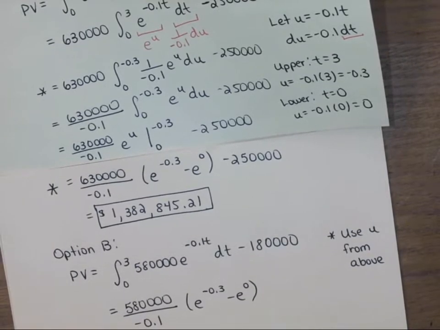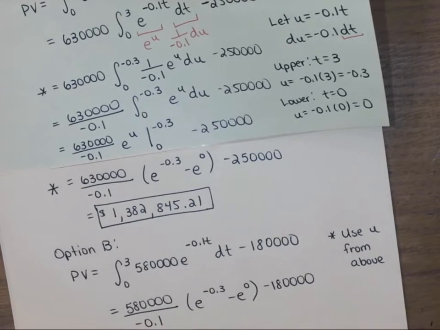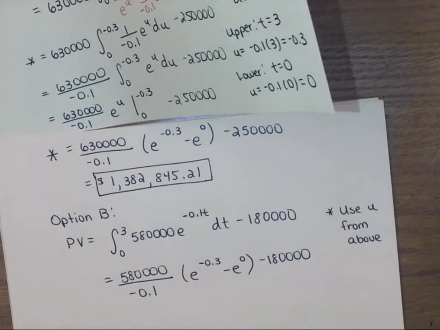Okay, so everything's the same, and then don't forget we're subtracting off 180,000. So when I say use the u from above, you could repeat all the same steps and you would still come down to this right here. So in the end, it's 1,323,254.32.